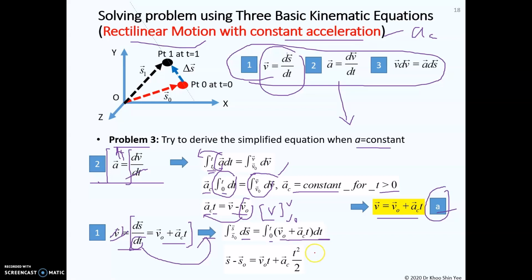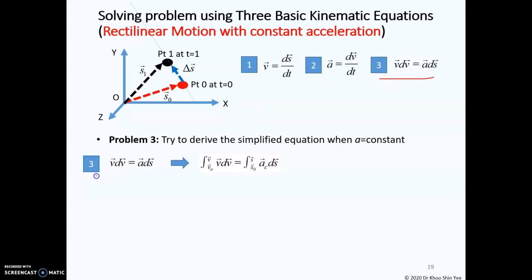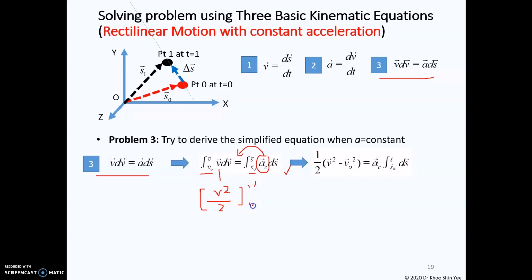After you perform the integration, you should obtain this, and move the x0 to the right hand side, you should obtain equation B. Let's continue with equation 3 here. Integrate both sides and substitute the limit, then you should obtain this equation. Since ac is constant, we can take it out. Integrate v with respect to dv, then you have v squared over 2. After you substitute the limit inside, you should get this answer.